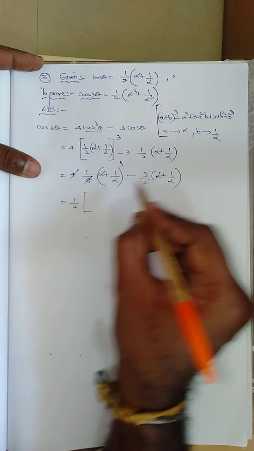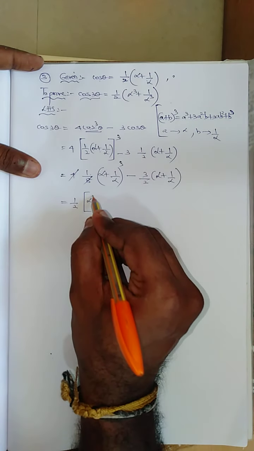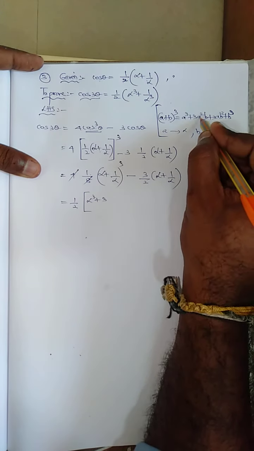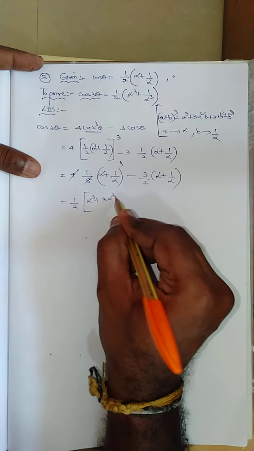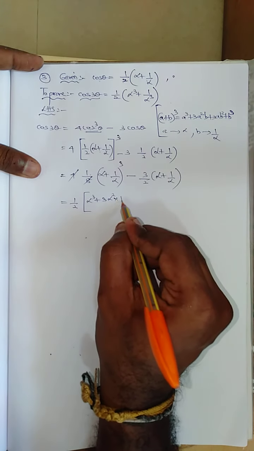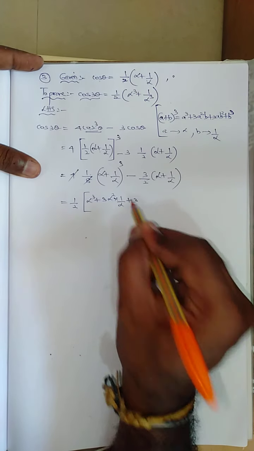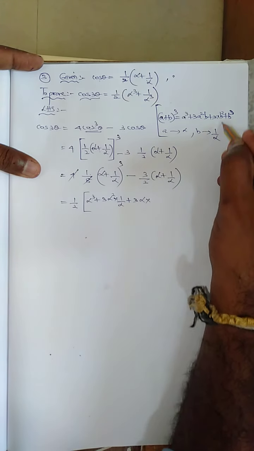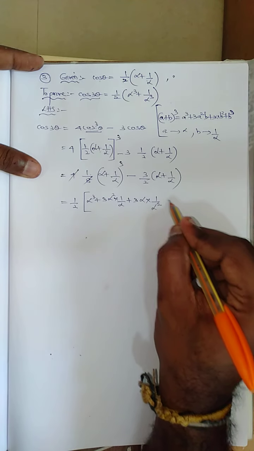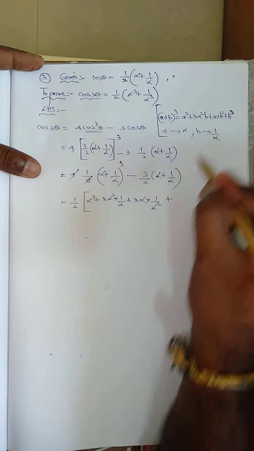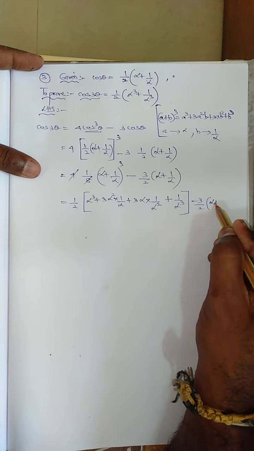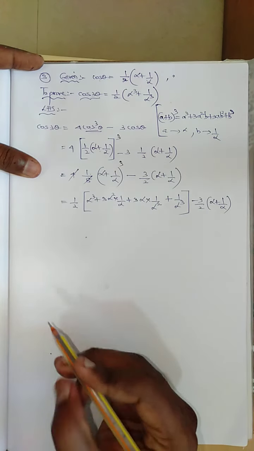Apply here (alpha plus 1 by alpha) cube: alpha cube plus 3 into A square, A square is alpha square, into B, what is B? 1 by alpha, plus 3 into A, what is A? Alpha. What is B square? 1 by alpha square, plus B cube. B cube is nothing but 1 by alpha cube. Close the bracket. Minus 3 by 2 (alpha plus 1 by alpha).